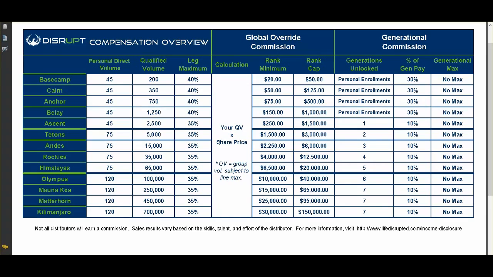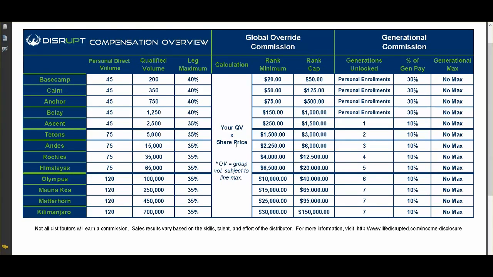Then we use that to calculate a share price. Meaning for every piece of volume you generate, you're earning a certain amount, you're earning a share. Now the share price could be anywhere from 15 cents to 35 cents to 55 cents. That's going to vary based on Disrupt sales worldwide, and on how many people that month qualified for commissions. So both of those numbers are going to change every month, right?